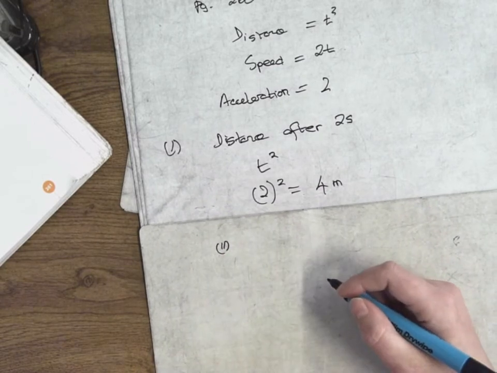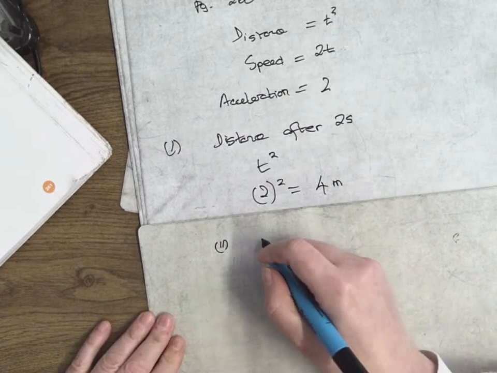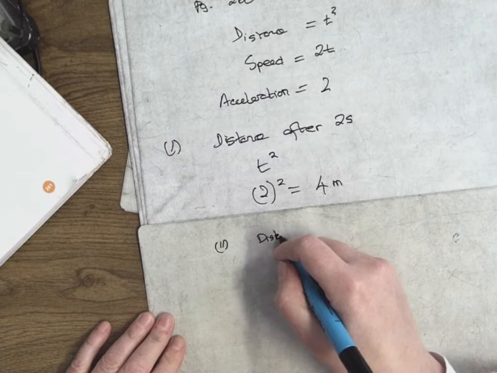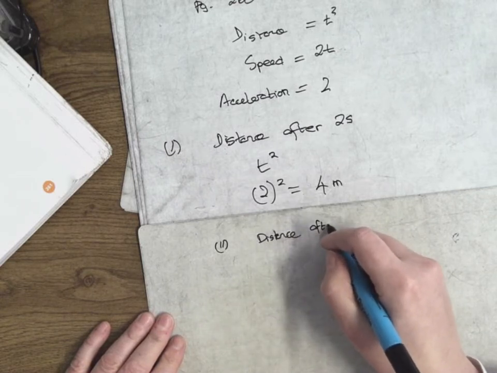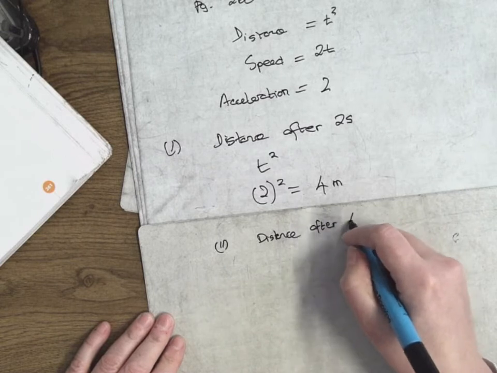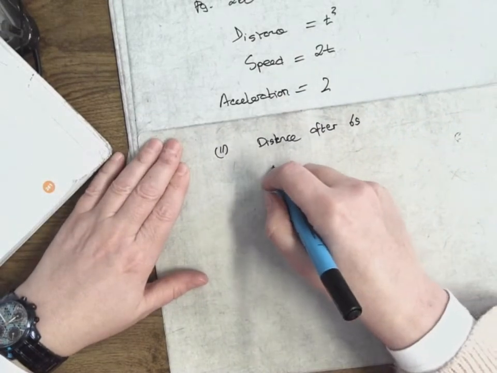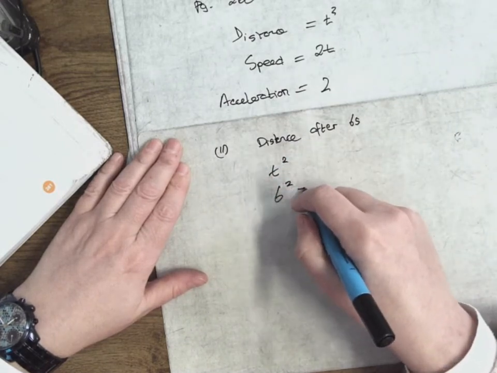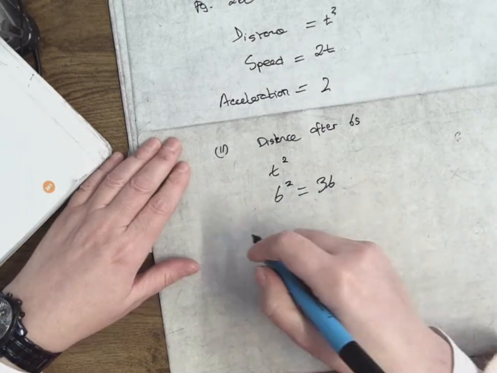Right, it says, find the distance travelled after 6 seconds. So again, I'm looking for distance after 6 seconds. So what's my formula for distance? It's t squared again, isn't it? But this time, instead of t, what am I going to put in? 6. So it's 6 squared, which would be 36. Is that okay?